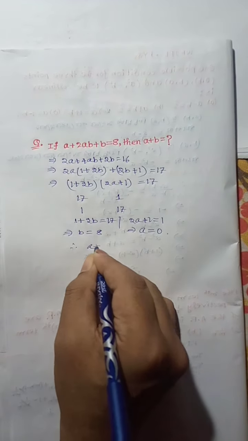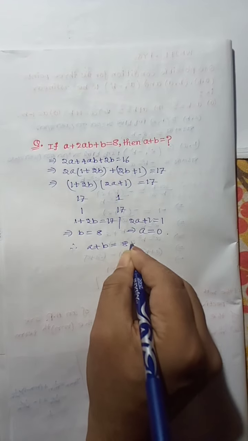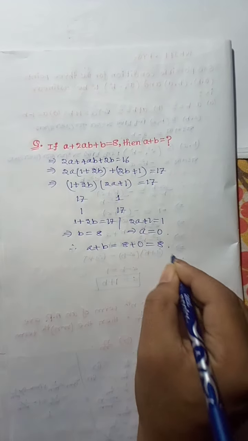Therefore a plus b is going to be 8 plus 0, which is 8. So this is the answer.